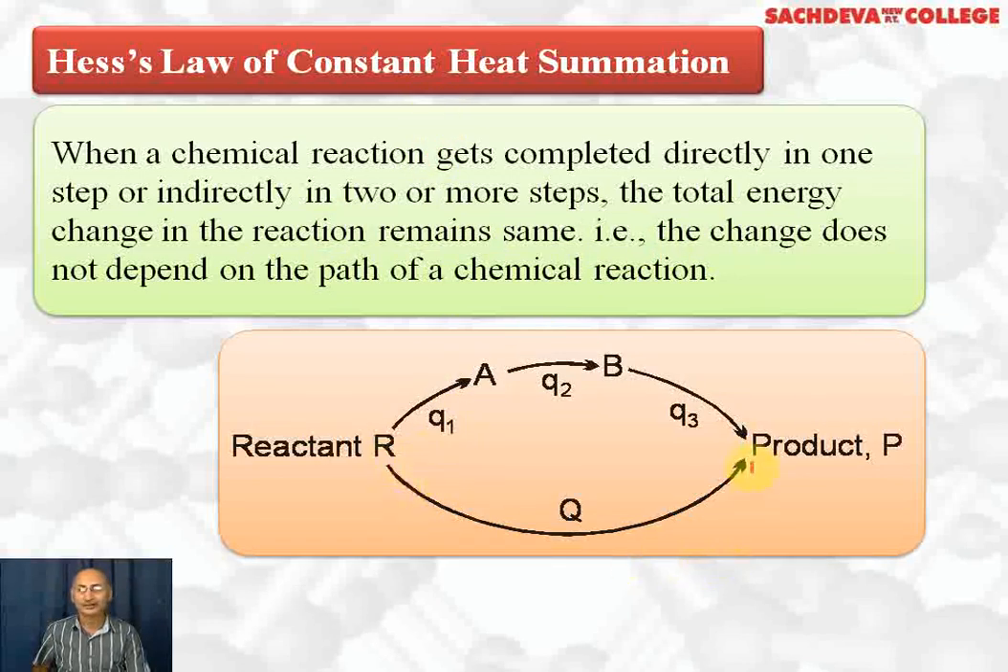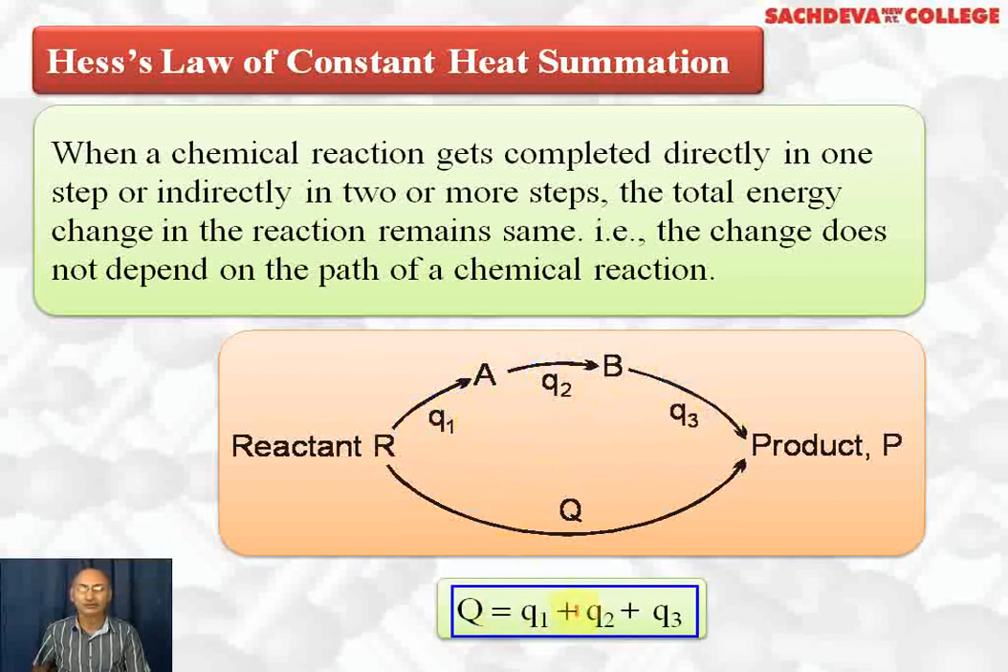Here the reactant is changing into product in a single step. The heat involved is Q, which may be absorbed or evolved. When it is carried out in many steps, that is, in the first step R to A, Q1 heat is involved, A to B, Q2 heat is evolved, B to products, Q3 heat is evolved. So according to this law, Q is equal to Q1 plus Q2 plus Q3. That is, it does not depend upon in how many steps the reaction is complete, the energy change, the enthalpy change, remains the same.